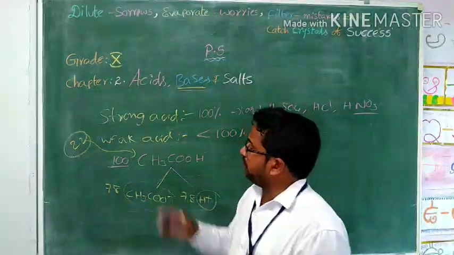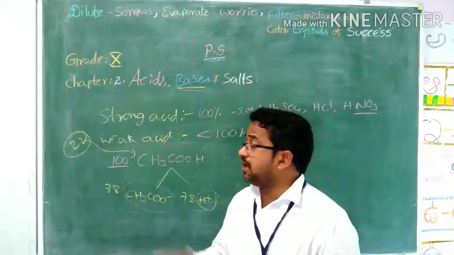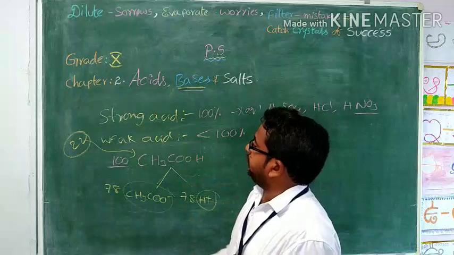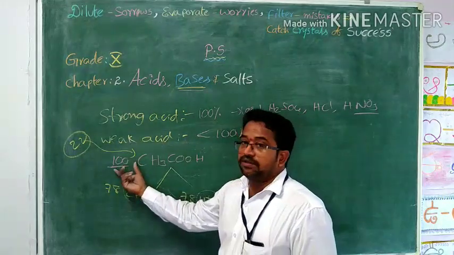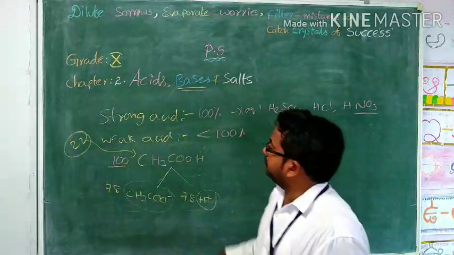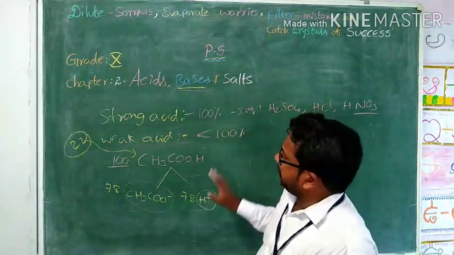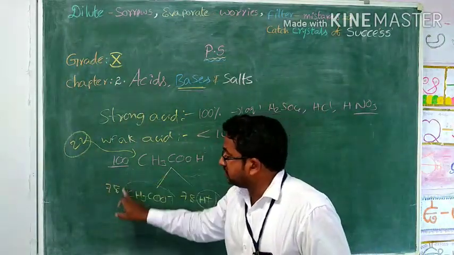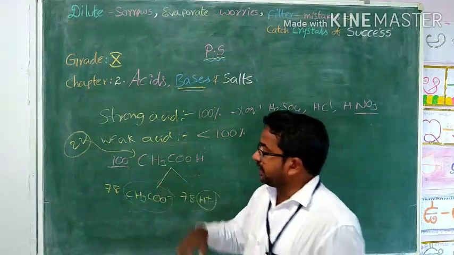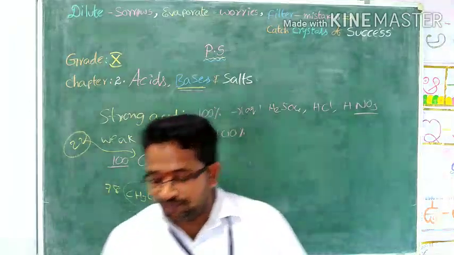For example, I am going to conduct many slip tests, but all the children may not get 100. The children who got 100 are strong in the content. Those unable to get 100 may be weak in the content. Here totally they are ionized. Here only 78 are ionized out of 100. So acetic acid is considered a weak acid, correct?